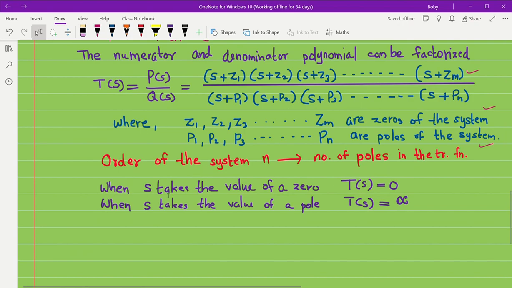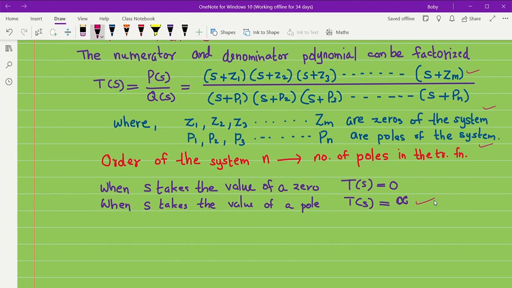When s takes the value of a zero, T of s equals 0, and when s takes the value of a pole, then T of s becomes infinity. We all know about this from the concept of poles and zeros. Suppose s is equal to the pole, say minus p1. Then s plus p1 becomes 0, so 1 by 0 is equal to infinity. T of s becomes infinity then.